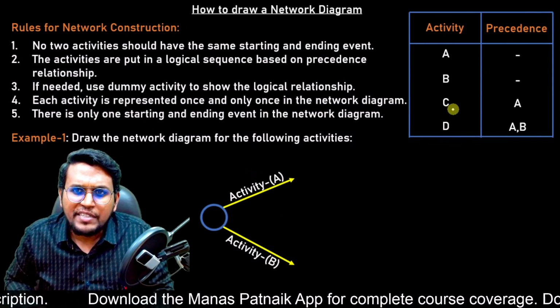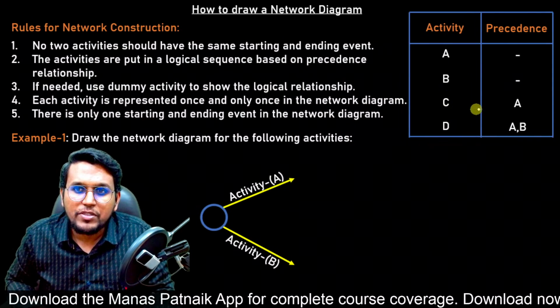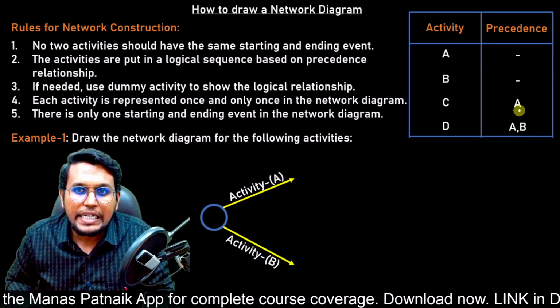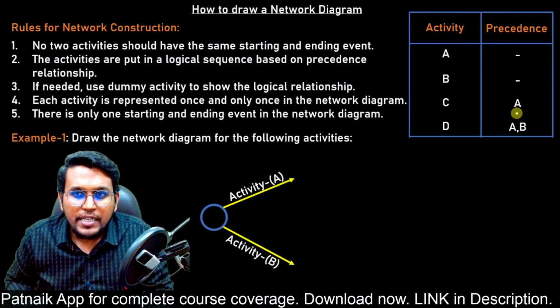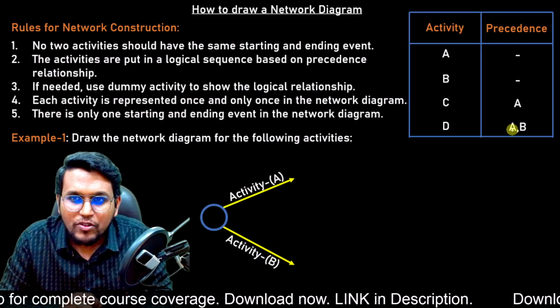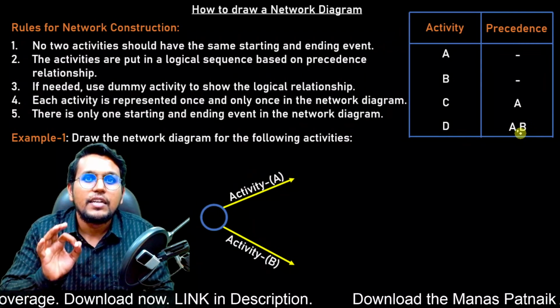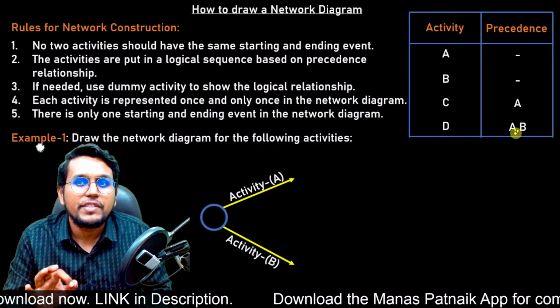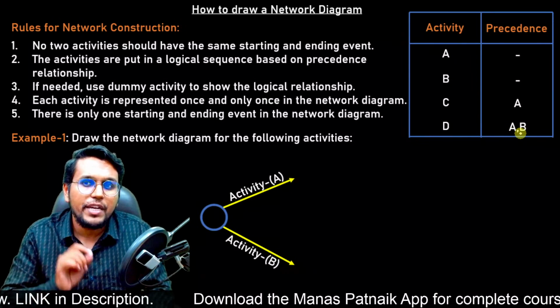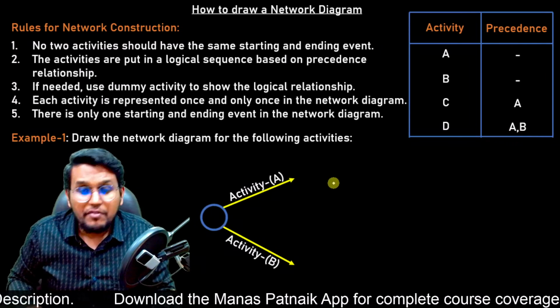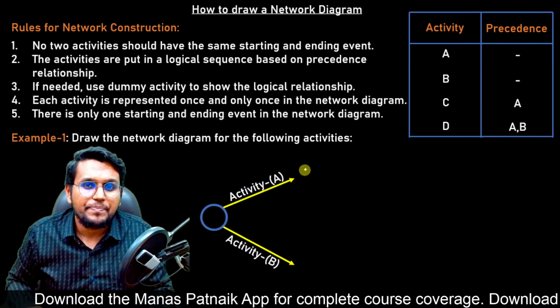Now, as we move ahead, we can see that activity C depends on only activity A. And we need to see whether A is in combination with any other activity or not. So yes, we can see that here activity A is in combination with activity B. So what we have to do is, first thing, we'll end the activity A here.